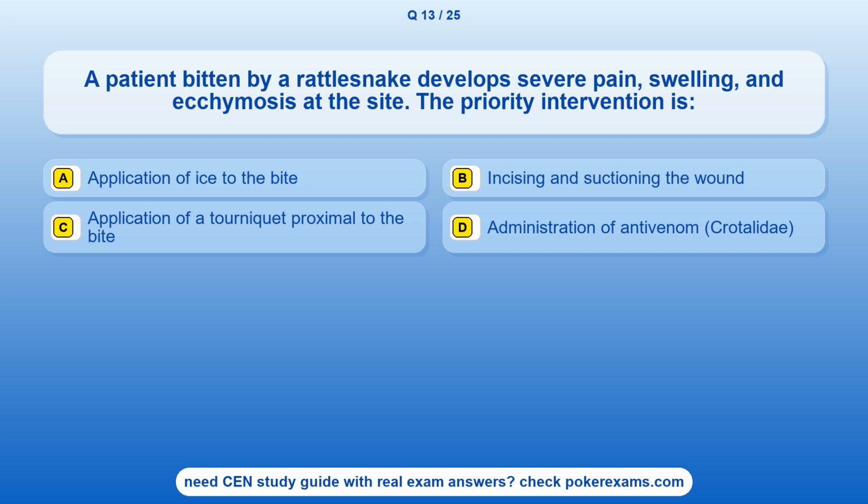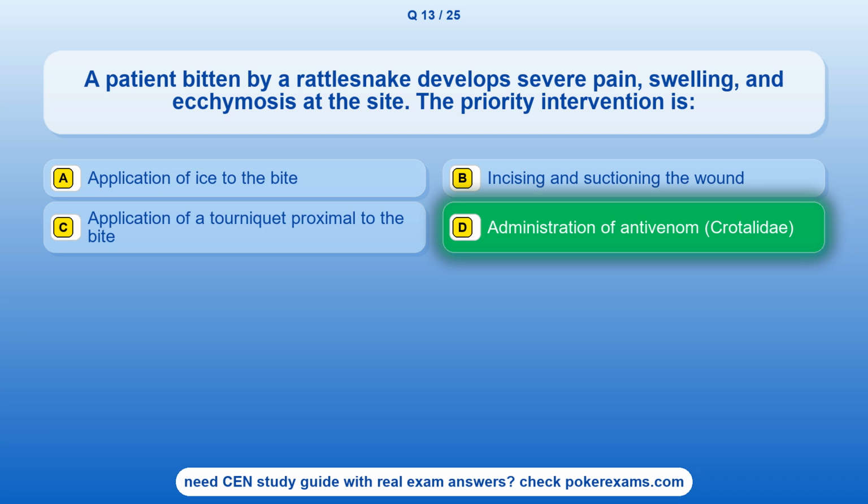Question 13. A patient bitten by a rattlesnake develops severe pain, swelling, and ecchymosis at the site. The priority intervention is: Option A. Application of ice to the bite. Option B. Incising and suctioning the wound. Option C. Application of a tourniquet proximal to the bite. Option D. Administration of antivenom, crotalidae.